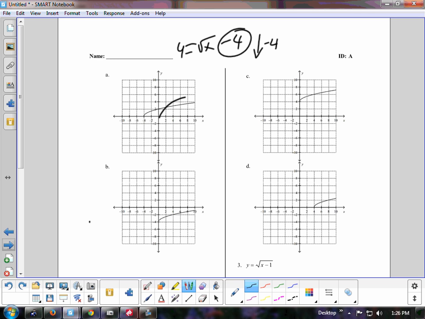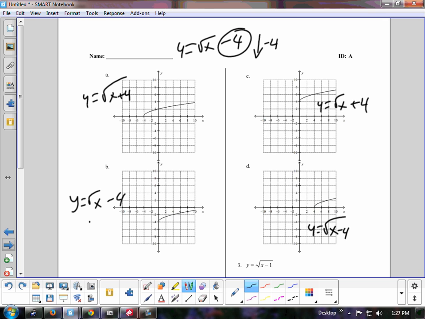This one goes to the right 4. Actually, let me write all these again. This one here is going to be a shift to the left. This would be y equals radical x plus 4 under the radical. This would be y equals radical x plus 4 on the outside. This would be y equals radical x minus 4 under the radical. And this one here is what we want, y equals radical x minus 4 on the outside.